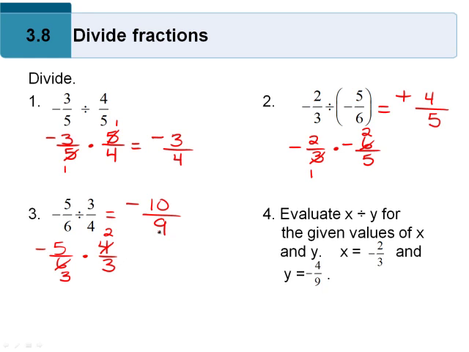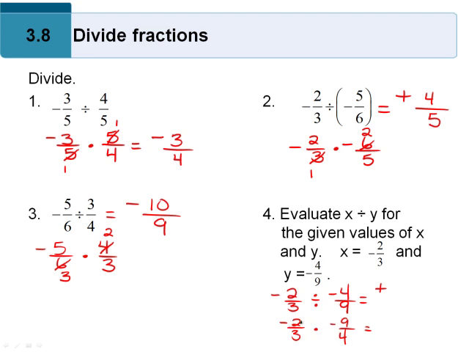Alright, look at number 4. Evaluate x divided by y for the given values of x and y. X is negative 2/3 and y is negative 4/9. So, x, we're going to put that first, negative 2/3 divided by negative 4/9. Okay? So, I know that my answer is going to be positive. So, I need to do keep, change, and flip negative 9/4. I am going to run out of room. Alright, so we know it's a positive.